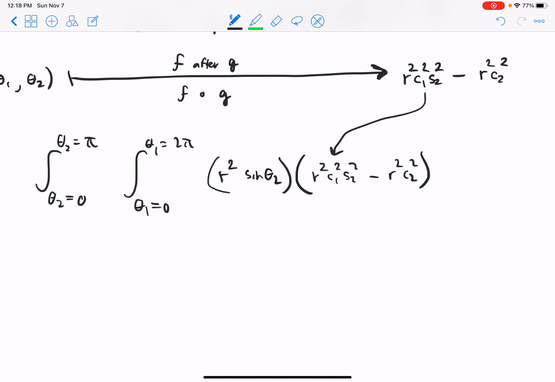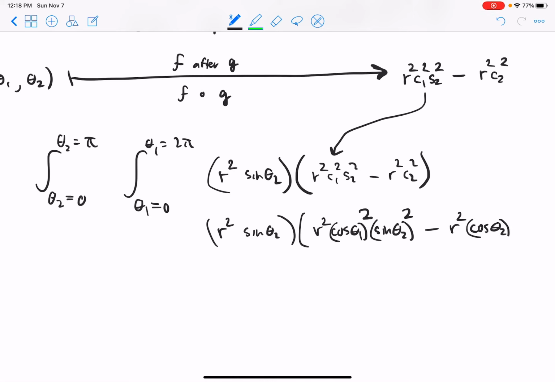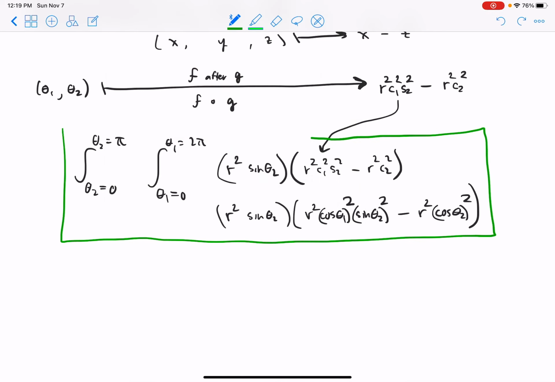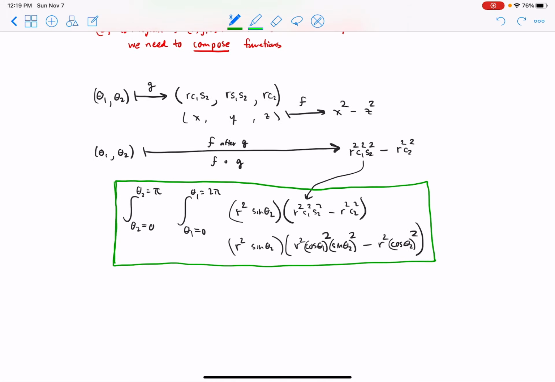Okay, and if you wanted, you could write this out as like r squared cosine of theta 1 squared sine of theta 2 squared minus r squared times cosine of theta 2 squared. And this integral now calculates the integral of a spherical harmonic over the sphere. And you could just plug this into a computer and it will do the fundamental theorem of calculus once and then twice, and you'll have an answer. Okay.